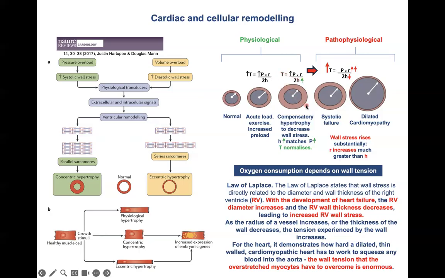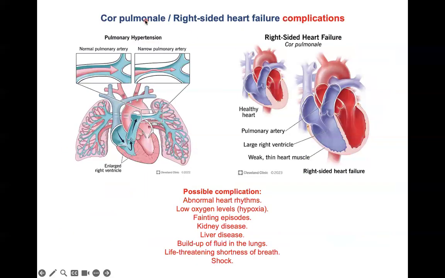However, if this persists, this becomes pathological. The radius and the pressure keep going up, both of them. And the wall thickness, you can see here, even decreases because of the stretch. So, the wall stress goes up significantly. Now, cor pulmonale may have severe complications all the way up to death. Possible complications include abnormal heart rhythms, hypoxia, fatigue episodes, kidney disease, liver disease, and buildup of fluid in the lungs.